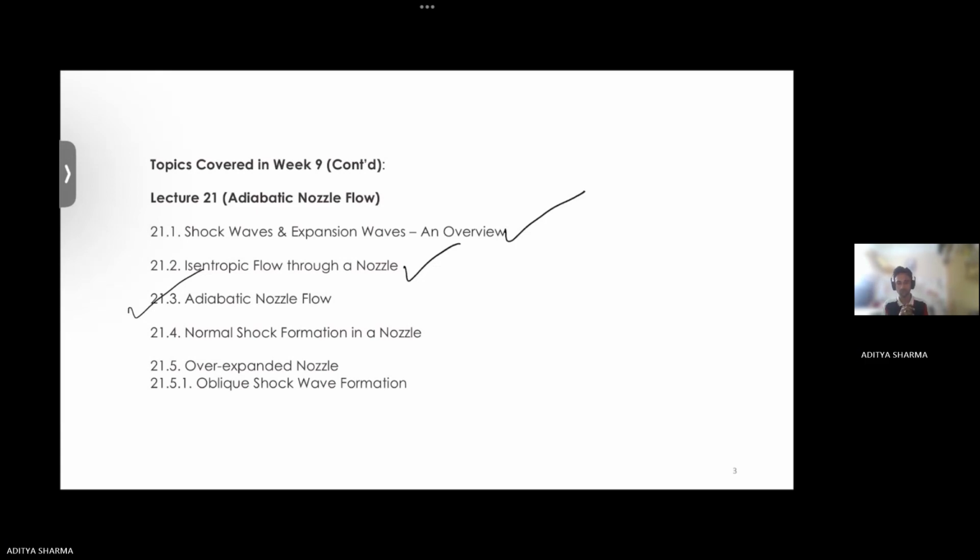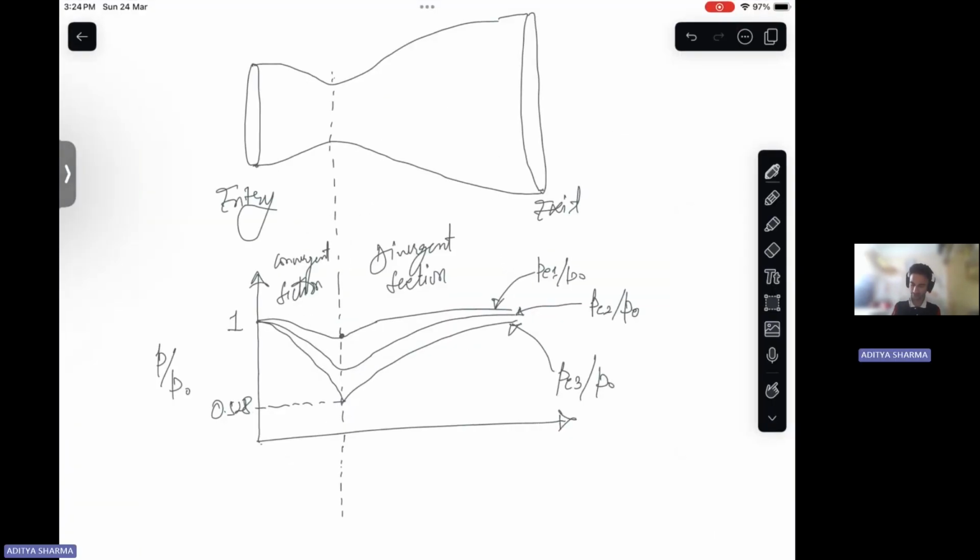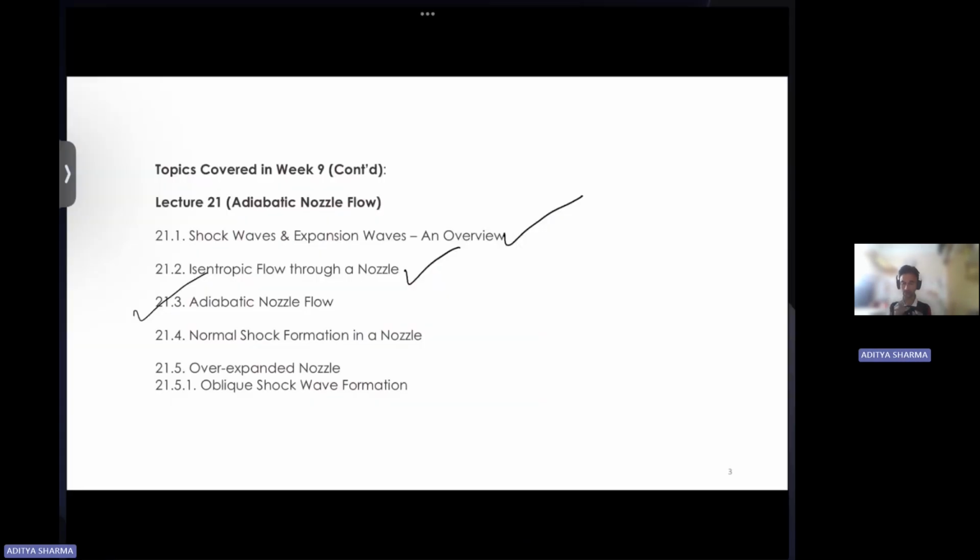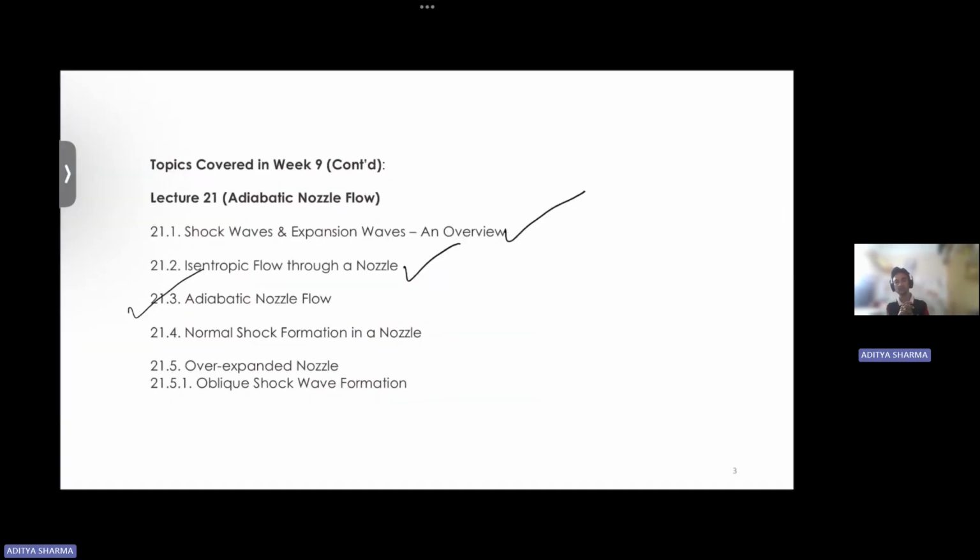Later, when we discuss these topics, I'll try to discuss this graphically. So when there is a normal shock, how does the pressure graph come out? I shall draw that.